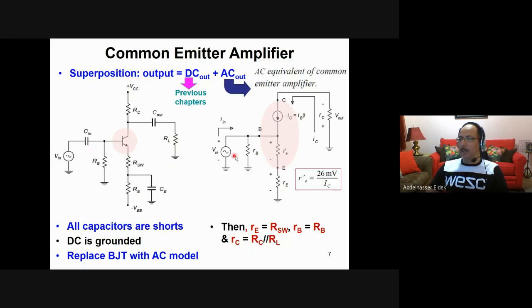What about this one here, RP? This little RP is the same as this one. There's no difference here. This one and this one are the same. This one will be a capacitor, and this capacitor will be a short circuit. So this is the AC model that we will solve.